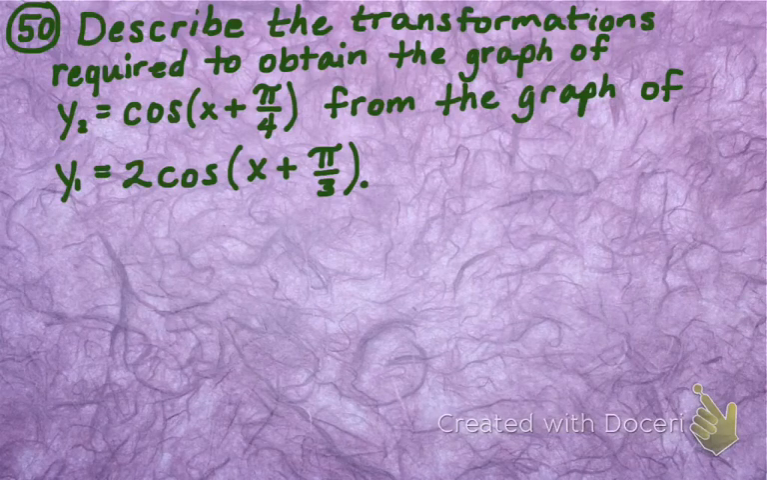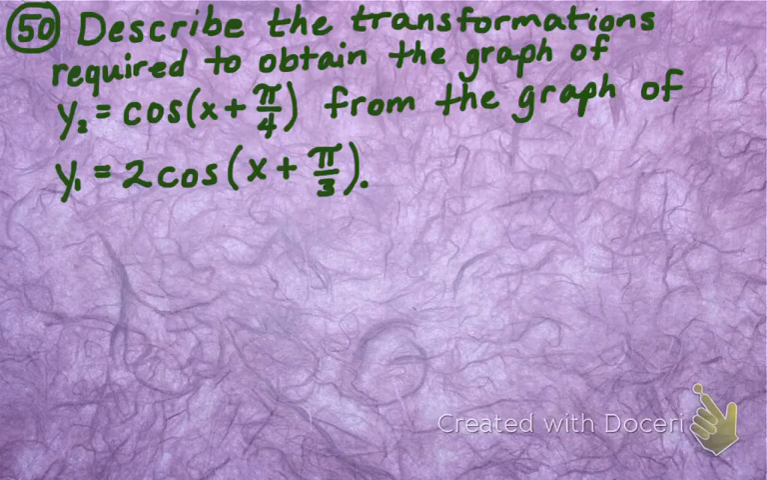Number 50. This one's a little tricky. It's kind of a little higher level question than what we've had before on having to explain the transformations of the parent. Well, this is not a parent. It's transformations of one graph into another. It says to describe the transformations required to obtain the graph of y sub 2 equals cosine x plus pi fourths from the graph of y sub 1 equals 2 cosine x plus pi thirds.